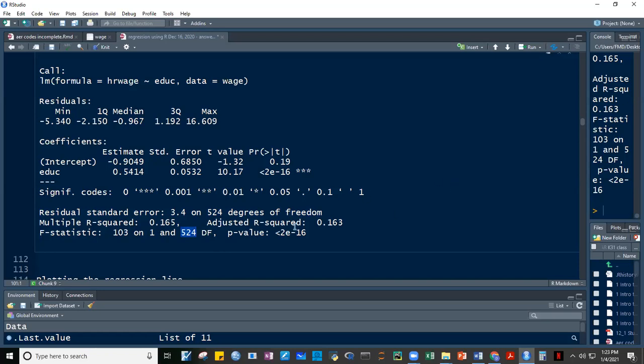Yung n natin is the number of data points, number of observations, which is 526, okay, minus k, which is 1, okay, and then minus 1. Para saan yung minus 1, guys? To account for the intercept, kasi inestimate din natin yung intercept. So, which means that we also lose 1 degree of freedom for that. So that's 526 minus 1, the number of regressors, minus 1 ulit for the intercept. That's why you have 524 for your residuals.